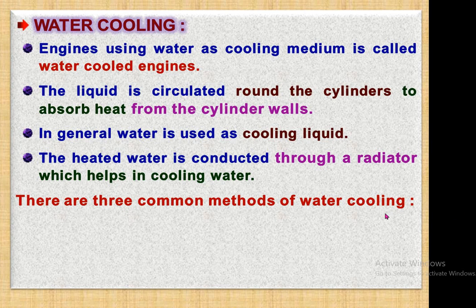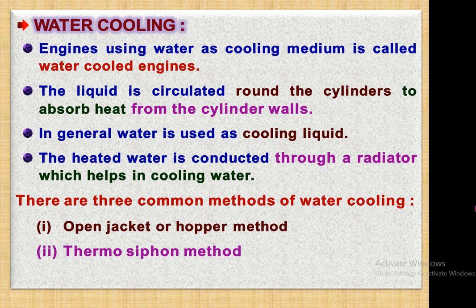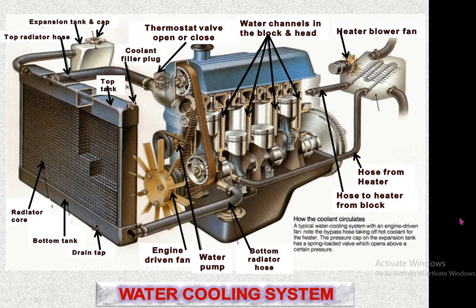There are three common methods of water cooling. Means water cooling methods are of three types. First is the open jacket or hopper method. Second is the thermosiphon method, and third is the forced circulation method. These are the three methods generally employed for engine cooling using water as a substance.